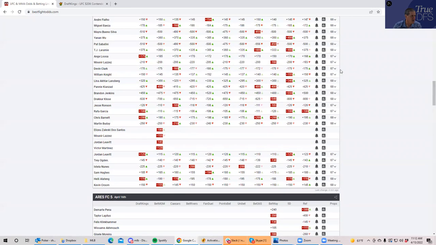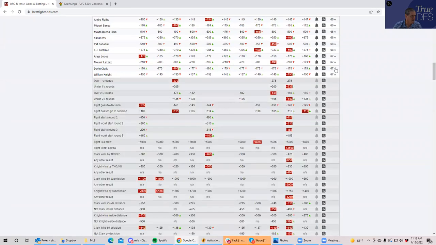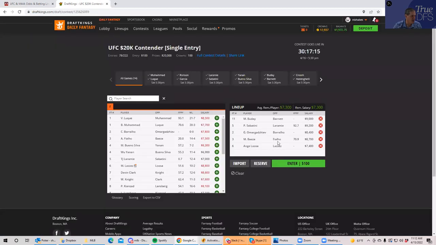So Devin Clark against William Knight. Fight doesn't go to decision line is kind of poor. But Devin Clark has all the grappling upside, from what I've heard. So, you know, his win condition is extremely strong. When he scores, I mean, look, it's going to be tough for him to take down William Knight. William Knight's a big heavyweight. But if, in fact, he does win, it's probably going to be because he was able to take him down.